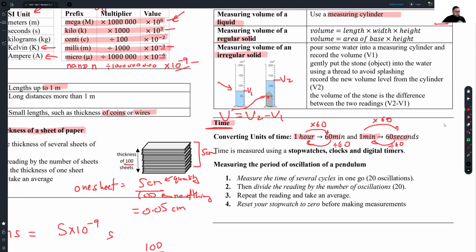A very common question is, how do I measure the period of oscillation of a pendulum or anything that vibrates? It could be a spring that's going up and down. The period of oscillation of a pendulum, all right?